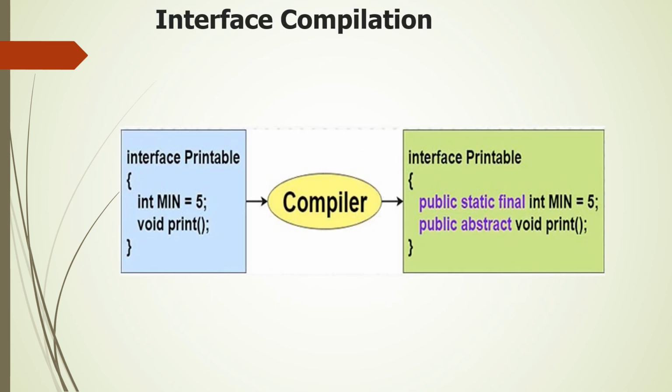This is the process of interface compilation. There is an interface named printable. It has one constant value, min equal to 5, and an abstract method print. So when the compiler executes it, it will write the constant value by default as public static final and the method as public and abstract.